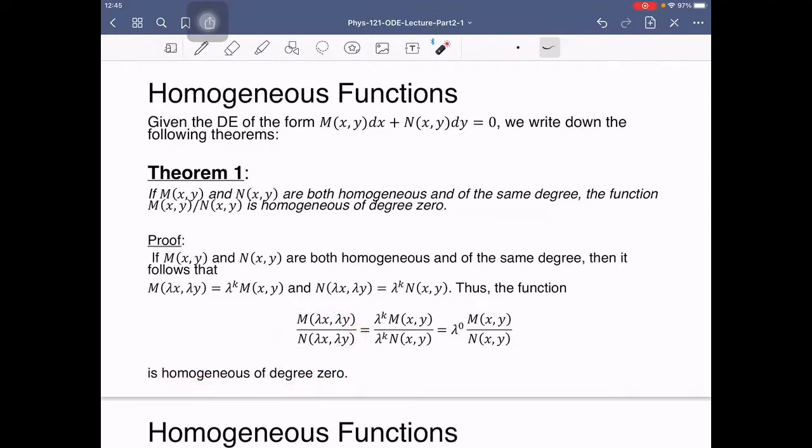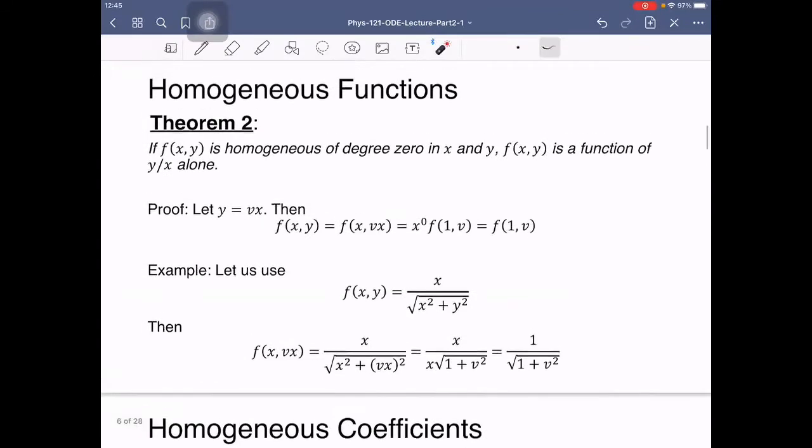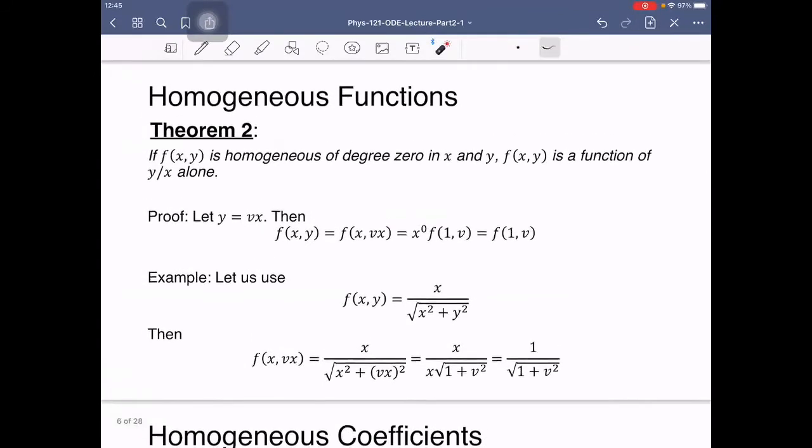Right? So clear. So let's have another theorem then. Kailangan natin itong mga to sa pag-solve ng mga differential equations. So una, second theorem, if we have a function f of xy, and ito ay homogeneous with degree 0 in x and y, then itong f of xy natin is a function of y over x alone. So paano ba natin gagawin yan?